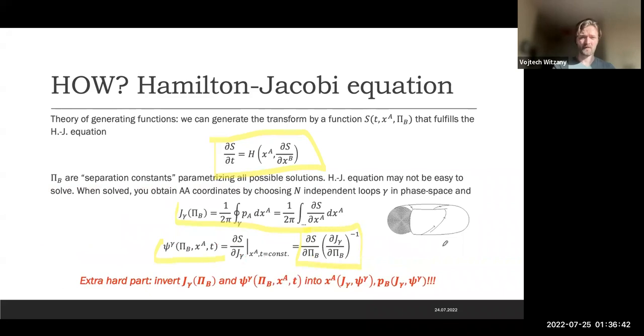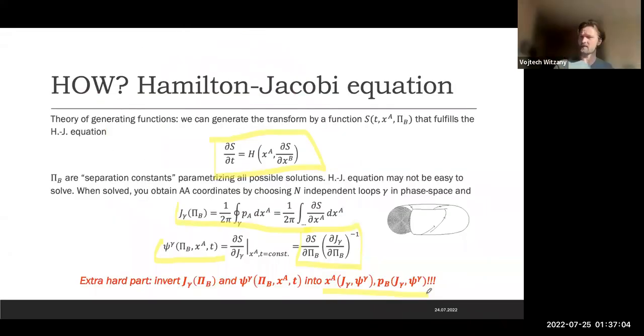And the extra hard part that one typically encounters when constructing action angle coordinates is that even though you have a transform to them, you don't have a transform from them. And the transform from them is actually more interesting because it gives you a closed form exact solution for the motion.